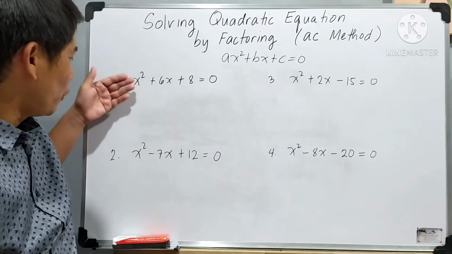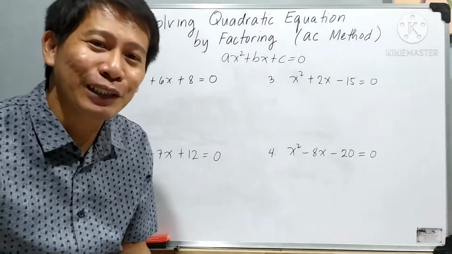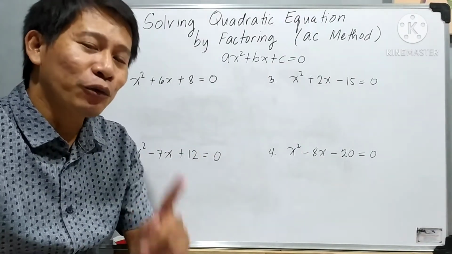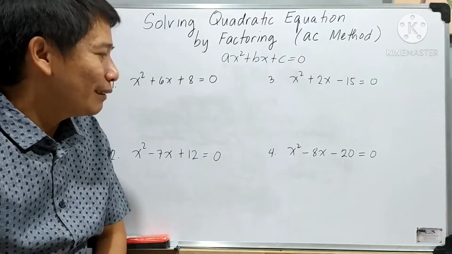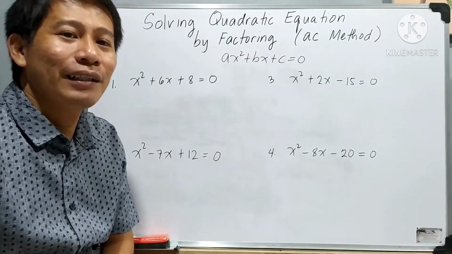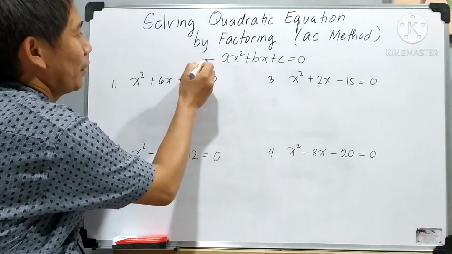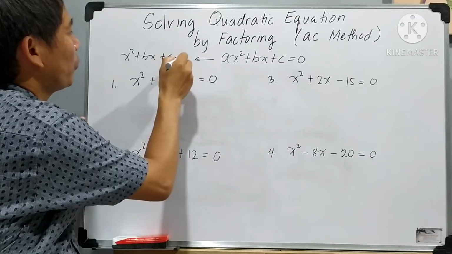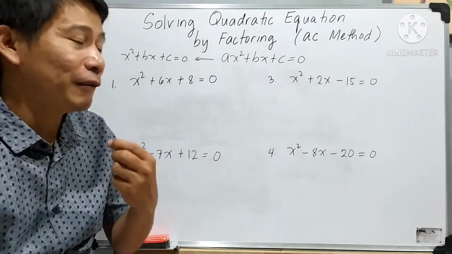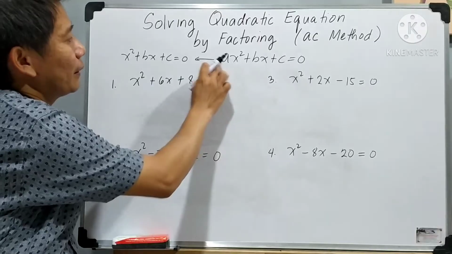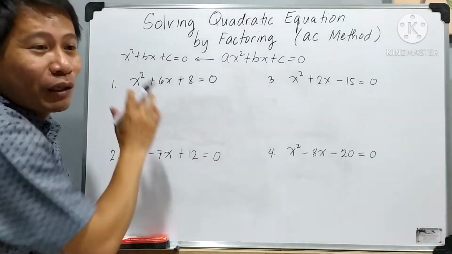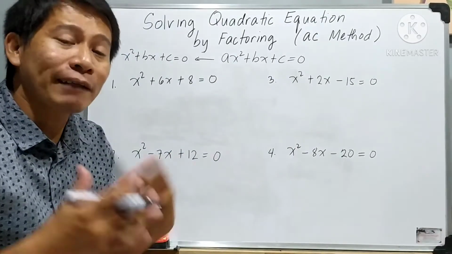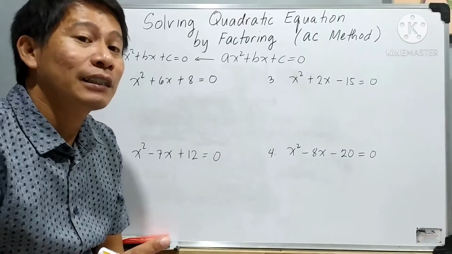Itong mga examples ko, 1, 2, 3, 4, kung mapapansin ninyo, lahat po sila ay nasa standard form na. Pero gusto ko rin mapansin ninyo na lahat ito ay nasa form na x squared plus bx plus c equals 0. Ano pong ibig sabihin? Yung value ng a is 1. So, kung makikita nyo po sa form, wala tayong numerical coefficients na a. So, that means the value of a is 1.